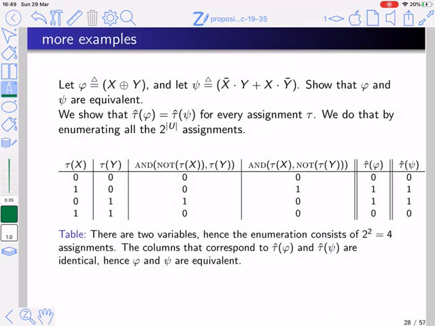Let's consider two formulas, phi and psi, where phi is x XOR y, and psi is (not x and y) or (x and not y). We want to show that these two formulas are logically equivalent.